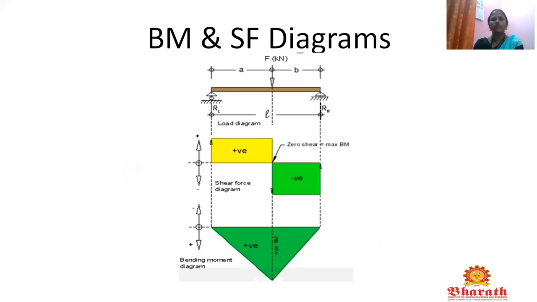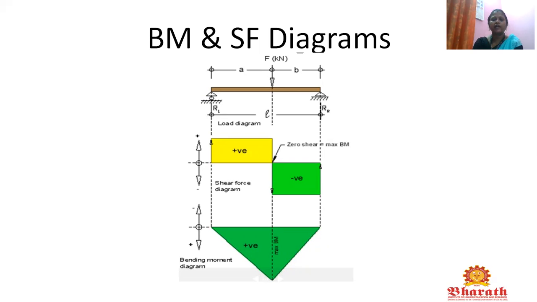Next is a picture of a bending moment and shear force diagram with the force F acting at a distance AB. For a simply supported beam, they have drawn a positive and a negative shear force. The positive shear force is drawn on the left hand side of the member. Next, the negative shear force is drawn on the right hand side. Next is zero shear force, where the maximum bending moment is shown at the load point. So this is the shear force diagram.